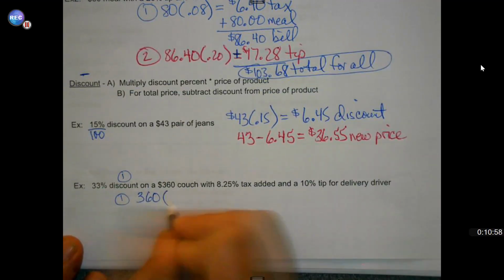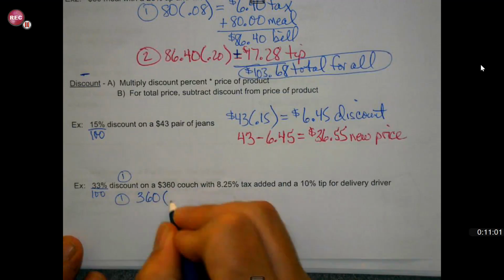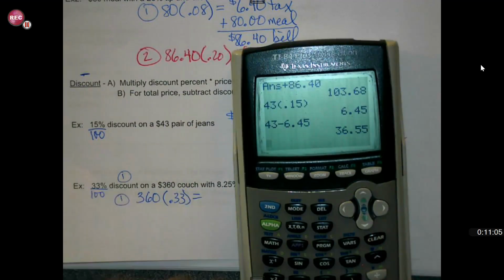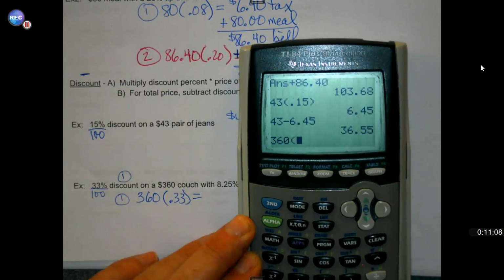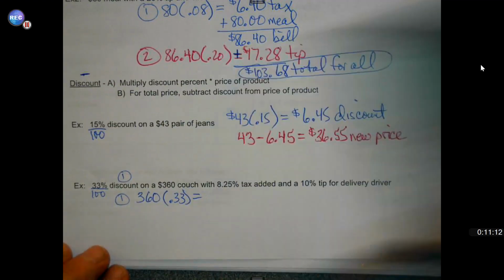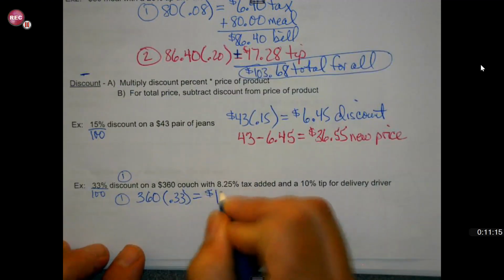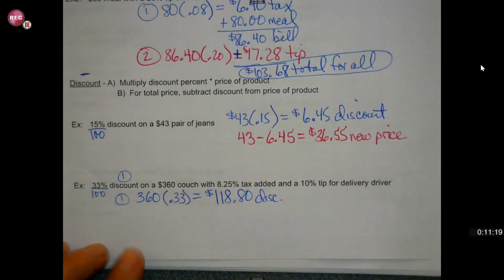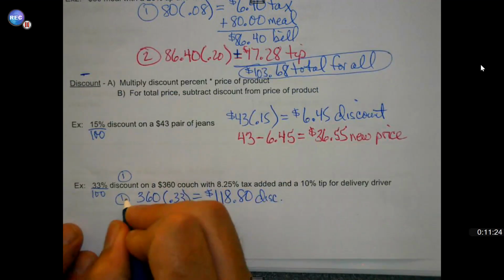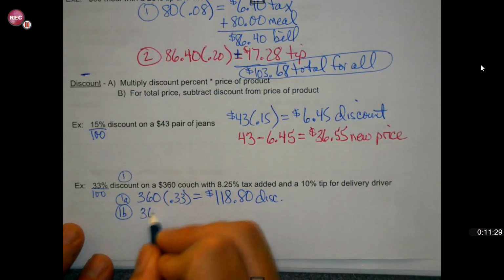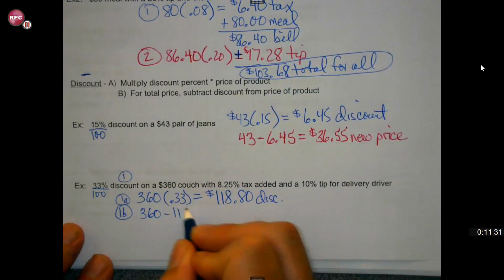$360. Get that percent into a decimal. Oh, let's see here. $118.80. Okay, so that's my discount. So now, kind of staying in that step, so I'll just call this 1A, 1B. So I've got $360 minus my discount.